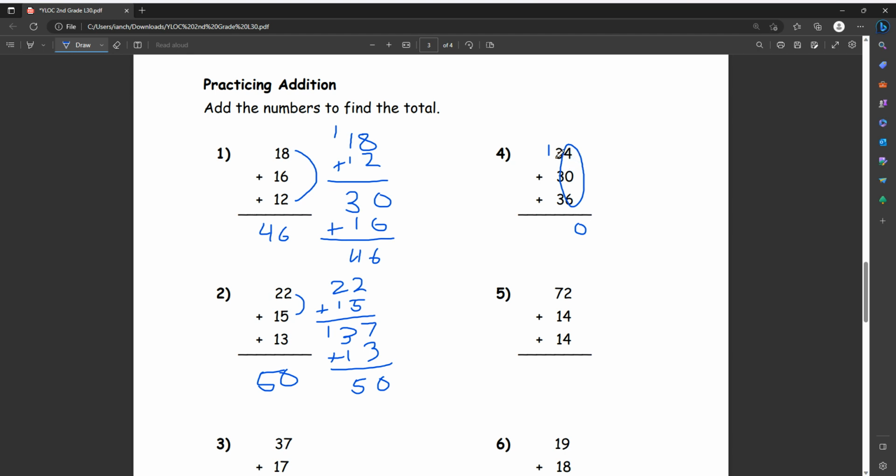We can carry our 1 up here. So 3 plus 3 equals 6. And then 6 plus 3 equals 9. And then plus this 1 up here. 9 plus 1 equals 10, which gives us 100.